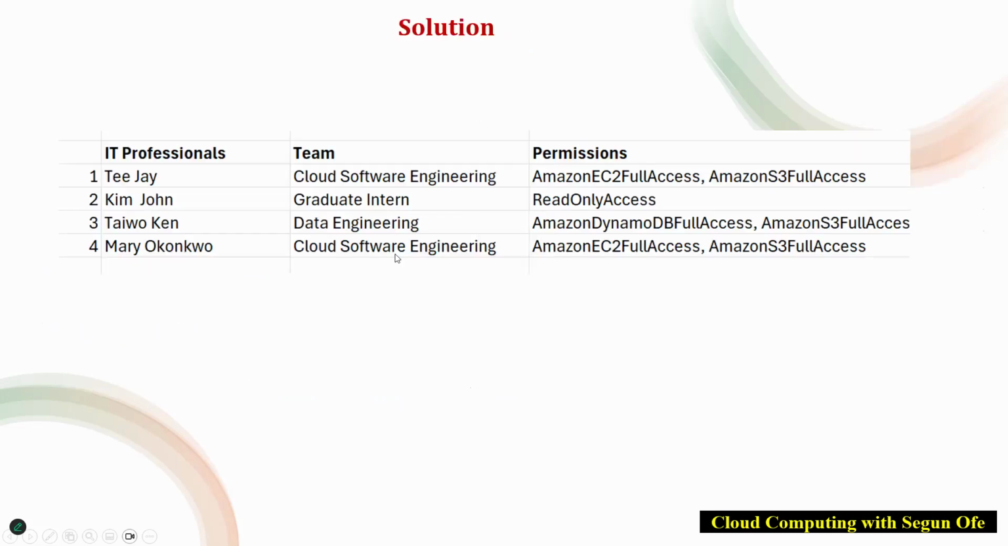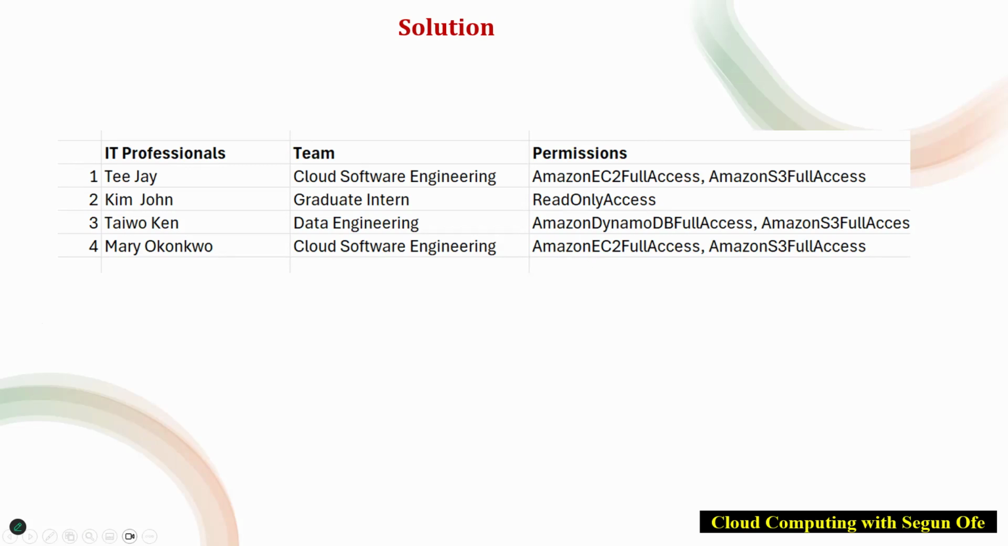So to each of those teams, based on their role, we assign the appropriate permissions, right? And precisely for the graduate intern team, the permission that I assigned was read-only permission, right? So the intern can just read, but cannot create or provision resources. So it can just view resources basically.